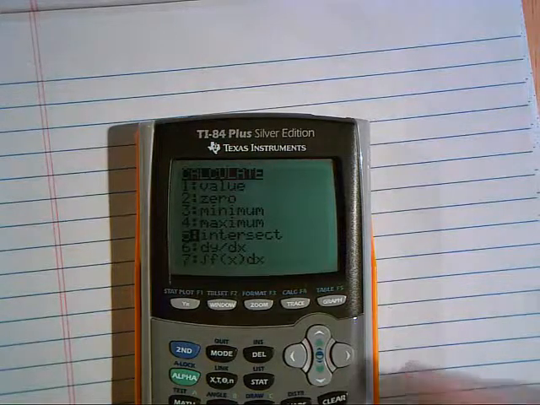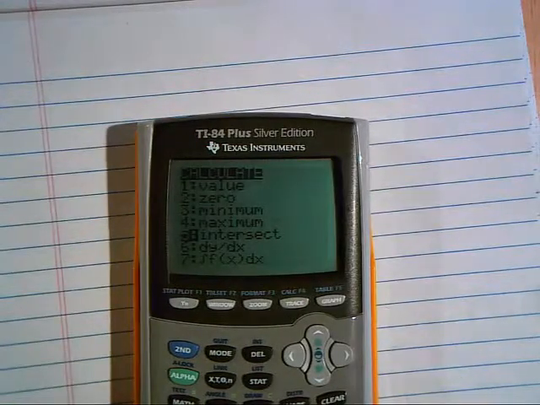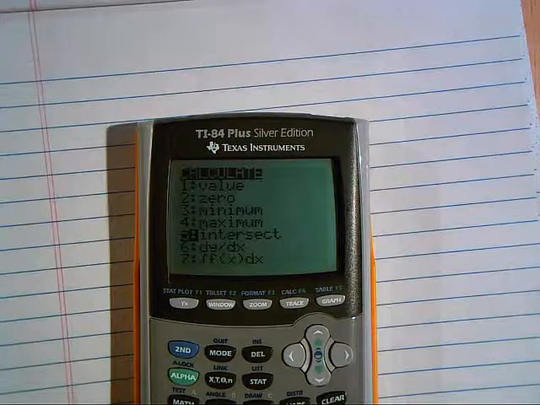But there's the one we want, intersect. We want to find where two graphs intersect. Those last two, by the way, are derivative and integral. Those are some calculus topics. So take Calc 1 and I'll teach you all about derivatives and integrals.